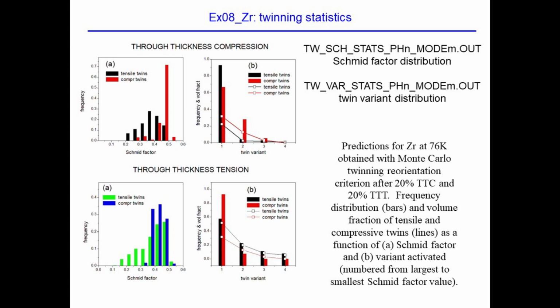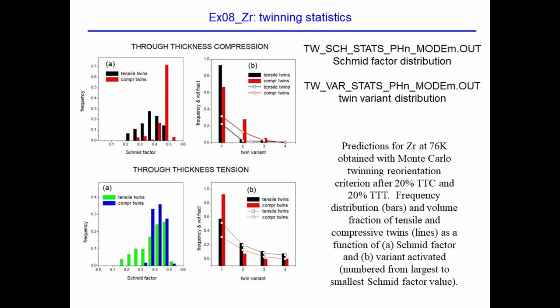These are the files twin Schmidt stats and twin variance stats in your run. We run the Monte Carlo assumption for twinning. We did 20% through thickness compression, 20% through thickness tension. We plot frequency distribution and volume fraction of tensile and compressive twins as a function of the Schmidt factor and as a function of the variant activated. I'm going slowly here. So let's look at the tensile twin first.